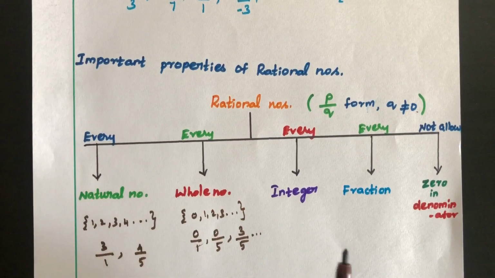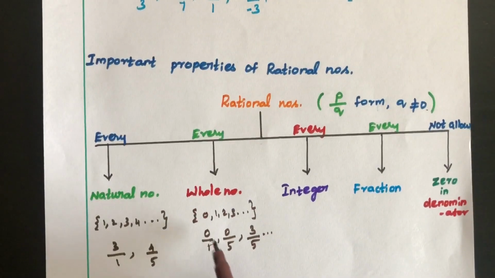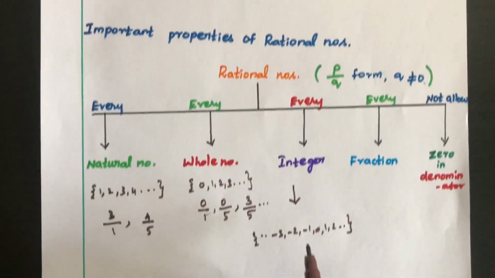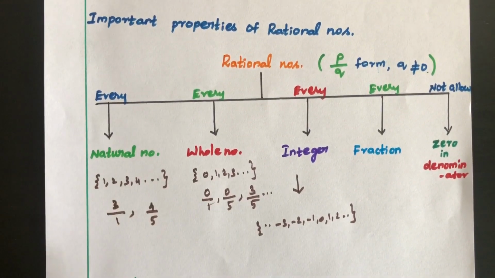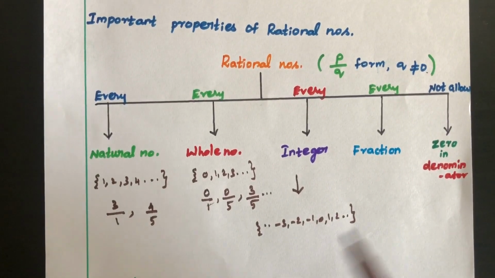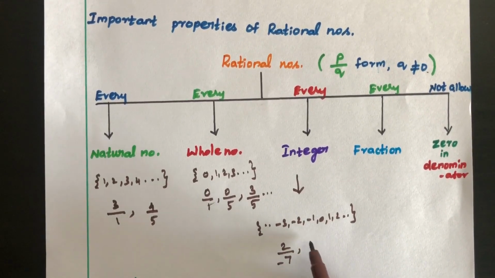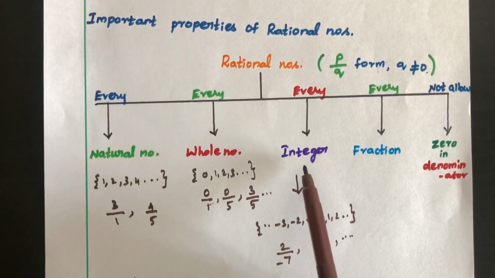Every integer is a rational number. Integers, we have just seen, these are all integers. That means all the positive numbers and negative numbers also, if we include, that is called integers. So whatever number you can take, it is a rational number here also. Every number divided by 1 is a rational number. We can give it in fractional form also. See, 2 by minus 7 is a rational number. Here we are including negatives also. Even minus 11 divided by minus 5 is a rational number. Every integer is a rational number.